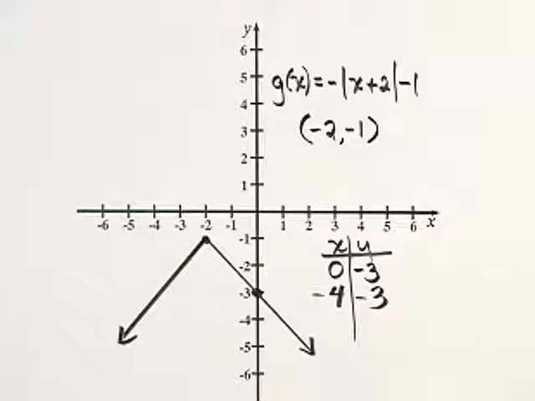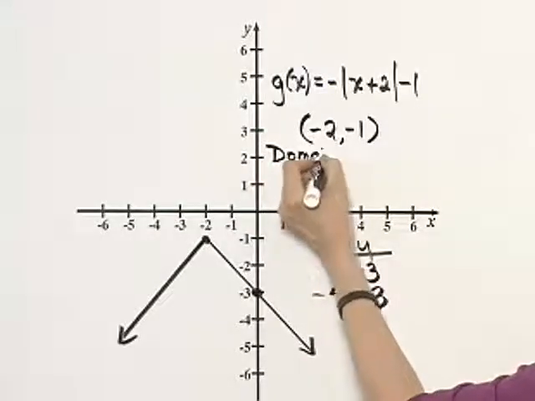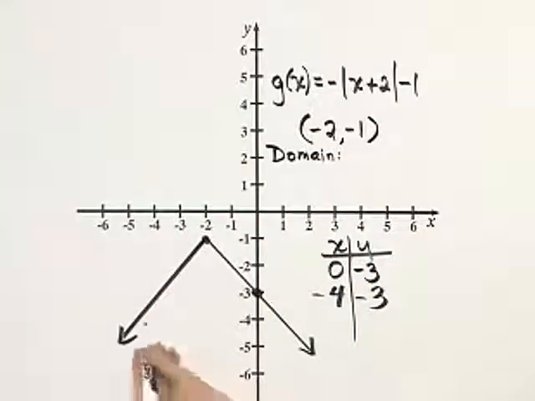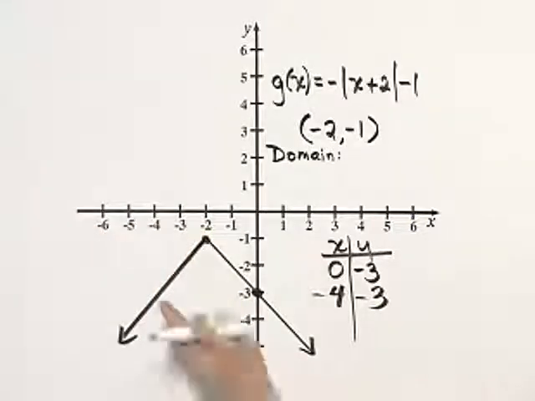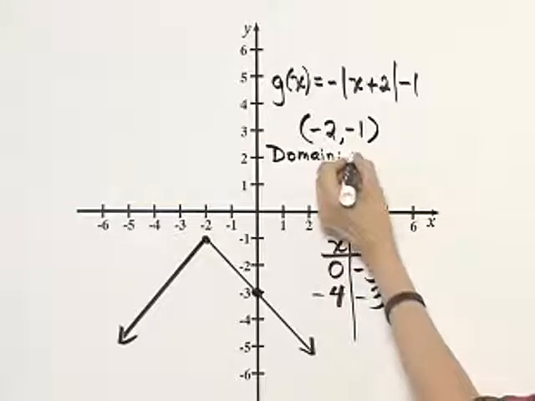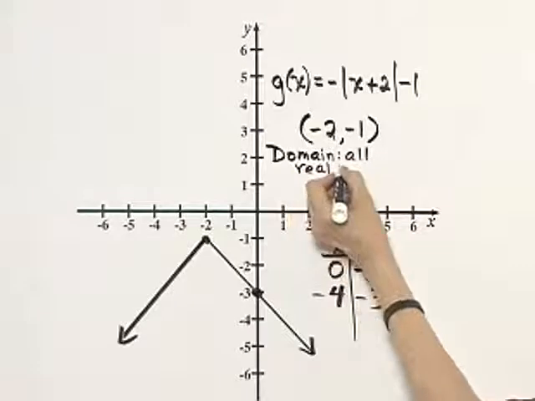Let's find the domain and the range of this function. So what is the domain? Remember what domain means? How far left? How far right? Well, because this extends indefinitely, how far left, that's -infinity. How far right, that's +infinity. So the domain is all real numbers.